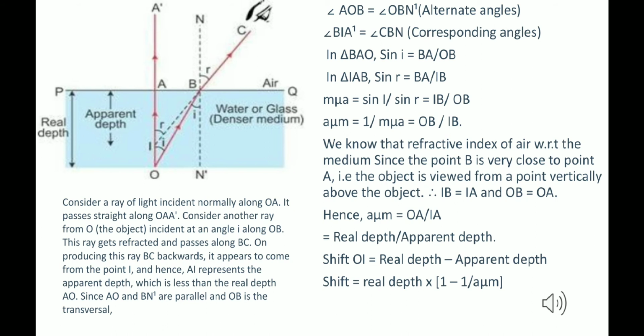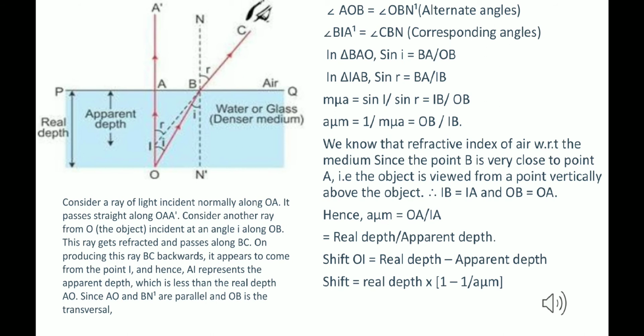So from here we get a formula: refractive index A mu M is equal to real depth upon apparent depth. Now, shift. What is the shift over here? Shift is real depth minus apparent depth. Whatever the real depth is, when the apparent depth is subtracted from it, we get the shift. How much has it shifted? Shift OI is equal to real depth minus apparent depth.